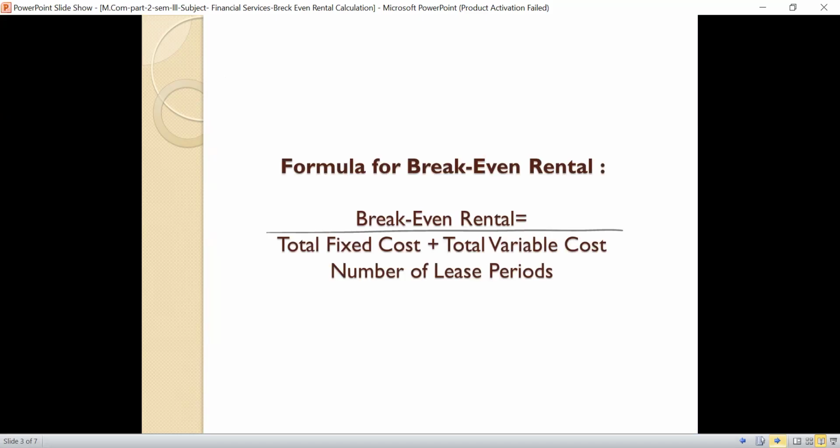Next, formula for break-even rental. Break-even rental is equal to total fixed cost plus total variable cost divided by number of lease periods.